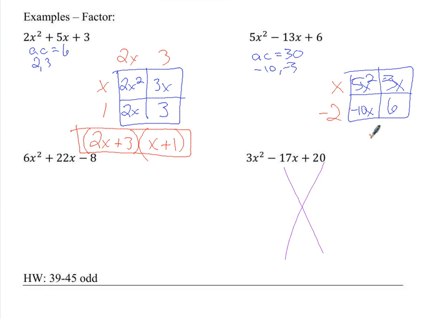First column, GCF is 5x. Second column, the GCF is negative 3. It's negative because the first box is negative. It's 3 because the GCF of 3 and 6 is 3.